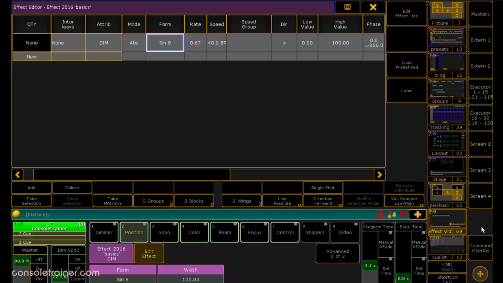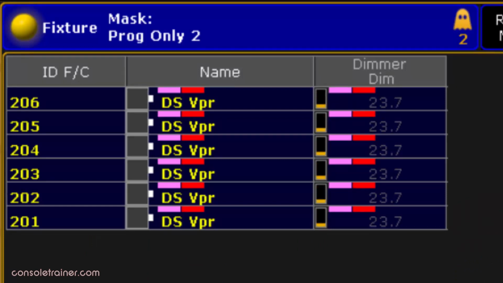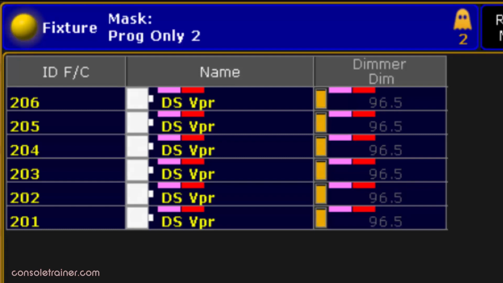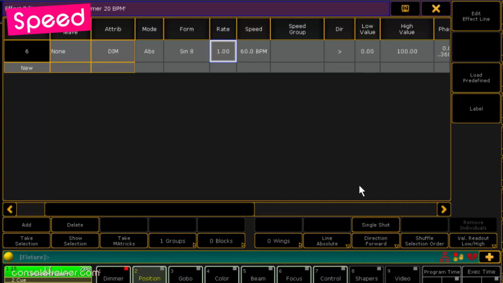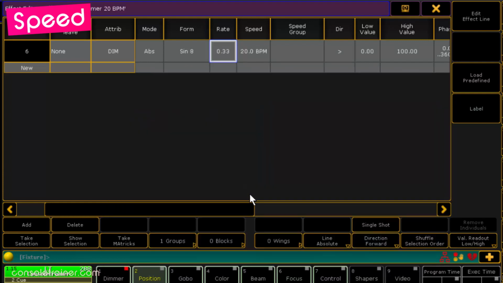Now that we've got the basics down, let's take a look at how we can manipulate these waveforms in the effect editor. We're going to use a lot of dimmer effects as examples because I think it's easiest to follow the math between 0 and 100. Right after our form selection, these three speed settings are going to affect the frequency of our waveform. The rate and speed columns can be thought of as the same thing since they're directly linked. Changing one changes the other.